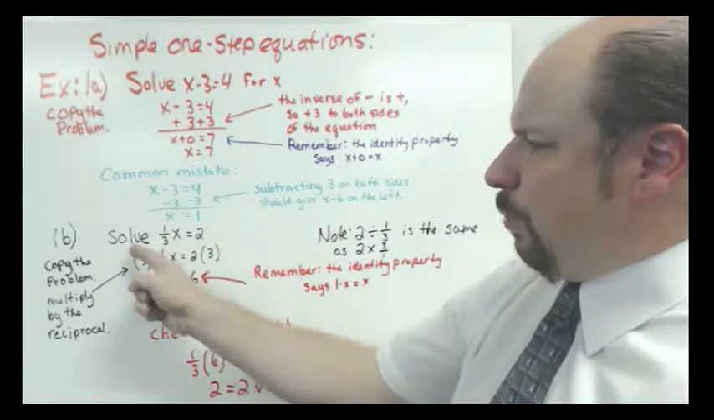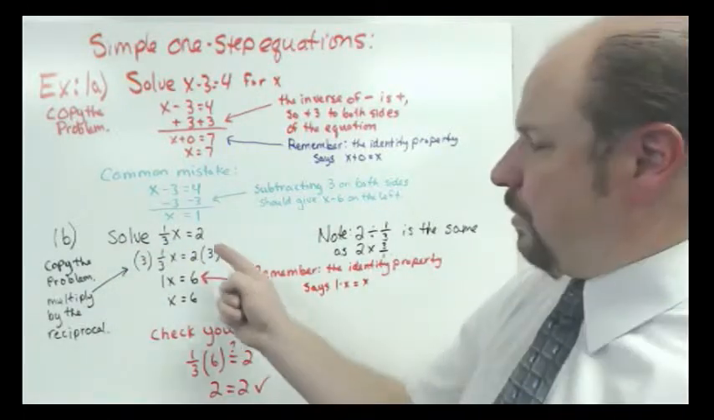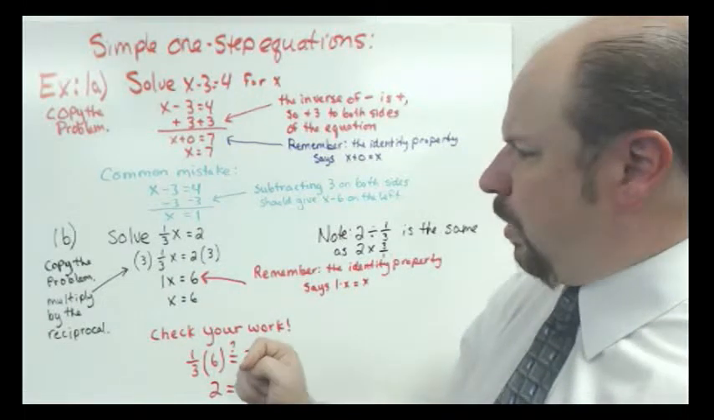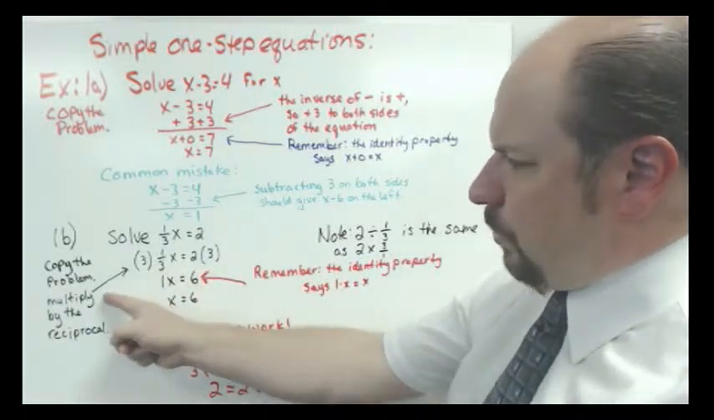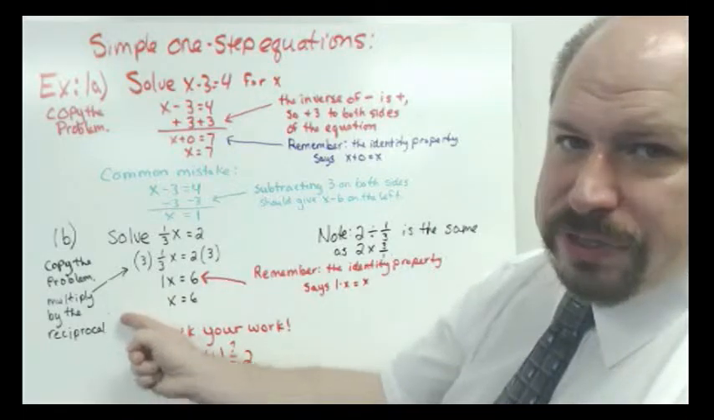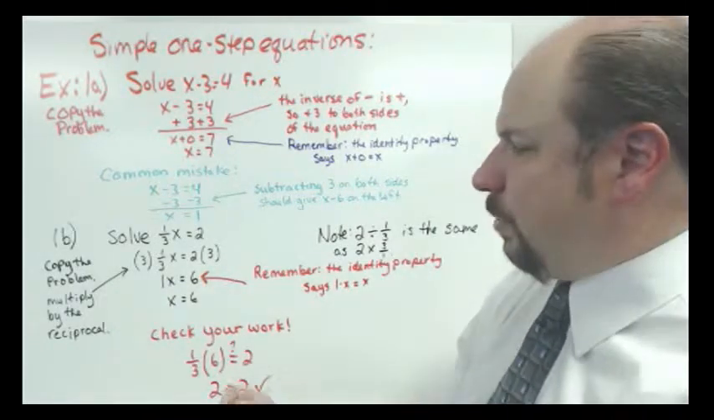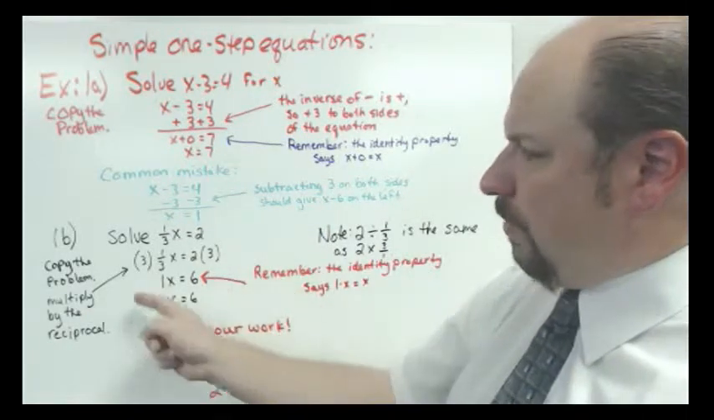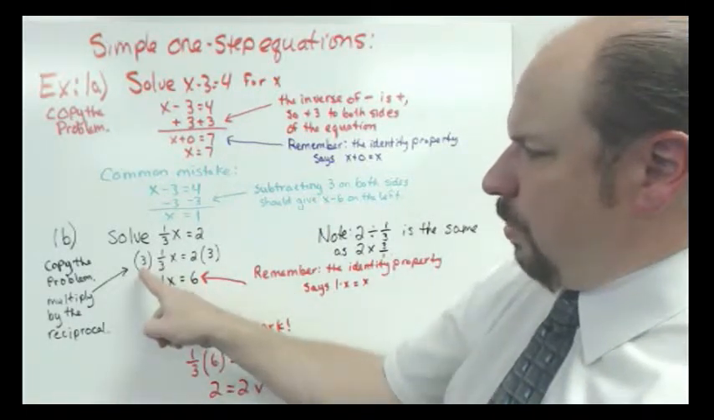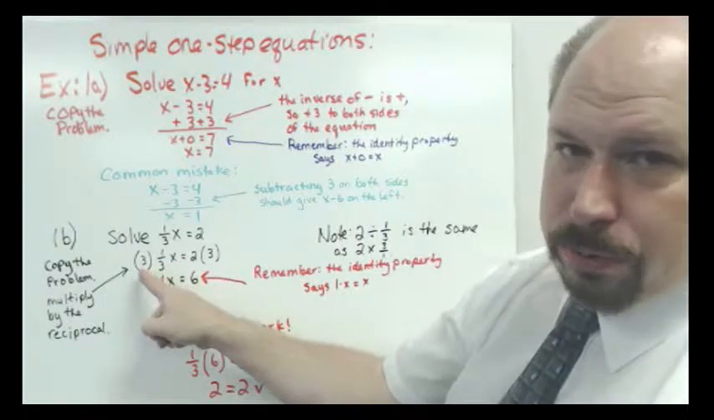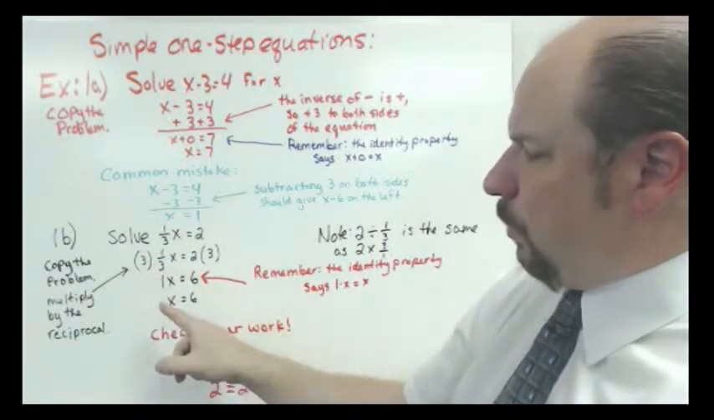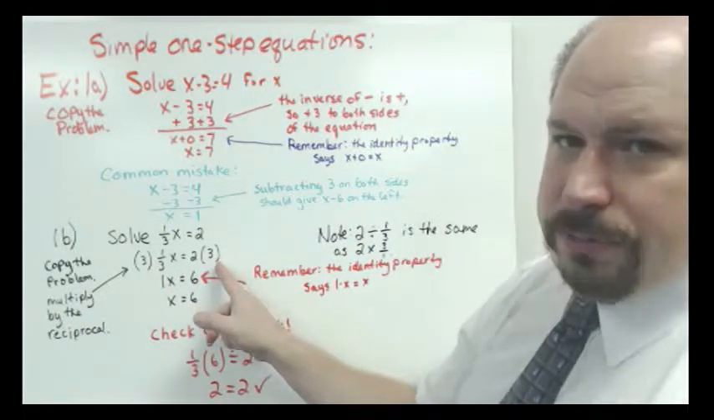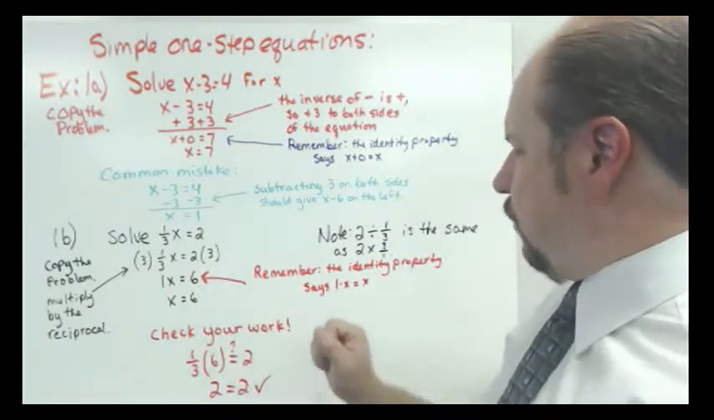Okay, next example, solve 1/3 x equals 2. So remember, we're going to copy the problem, and we are going to multiply by the reciprocal of the fraction. When you see a fraction, think of multiplying by the reciprocal of that fraction to get rid of it. So 1/3, the reciprocal of that would be 3. So 3 times 1/3 gives us just 1x. And 2 times 3 on the right side gives us 6.